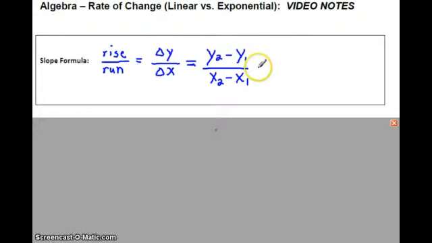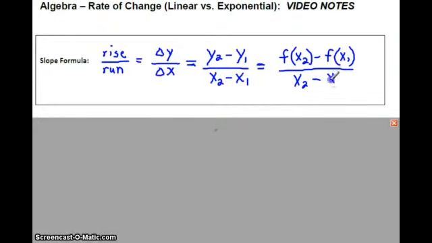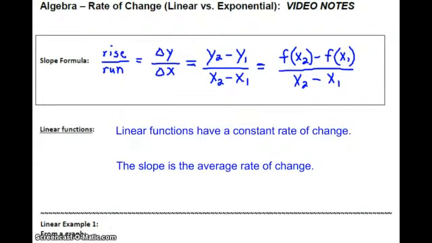Now I want to show you one more. It's identical in meaning. Remember how f of x really means y? They're interchangeable. So another way you could see this is f of x2 minus f of x1 over, same thing, x2 minus x1. Most of the time I use y2 minus y1 over x2 minus x1, but this is really the same thing, so you might see that occasionally. So let's get to some problems.